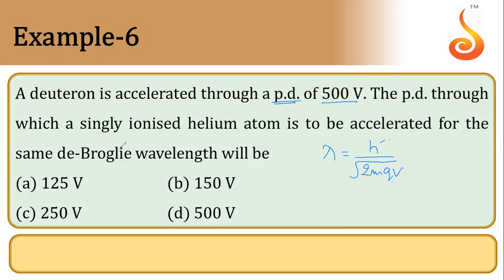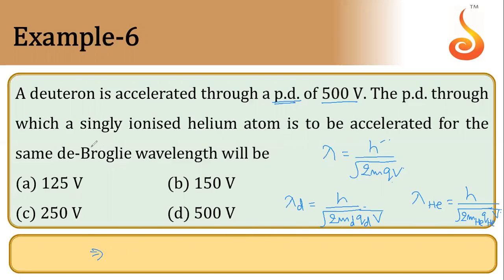Now it is given that in both the cases the de Broglie wavelength is the same. So for deuterium, or for deuteron, it will be h by root of 2 into mass of deuteron into charge of deuteron into potential difference. And for helium, the de Broglie wavelength of helium will be h by root of 2 mass of helium, charge of helium into V.